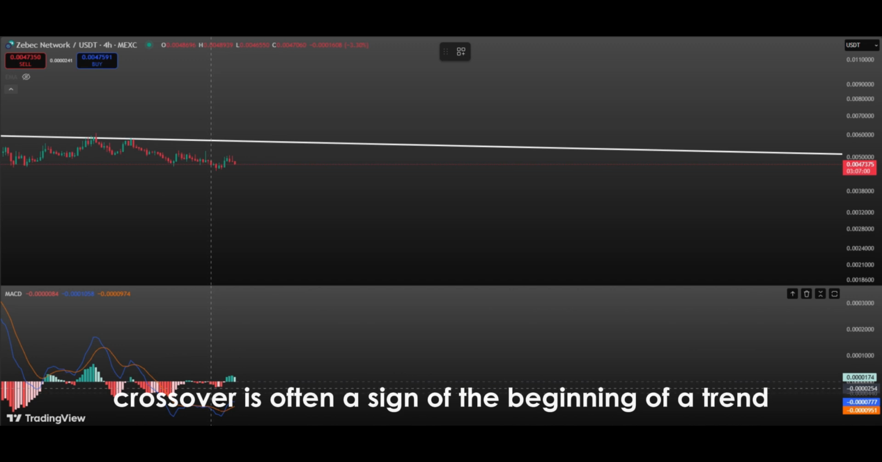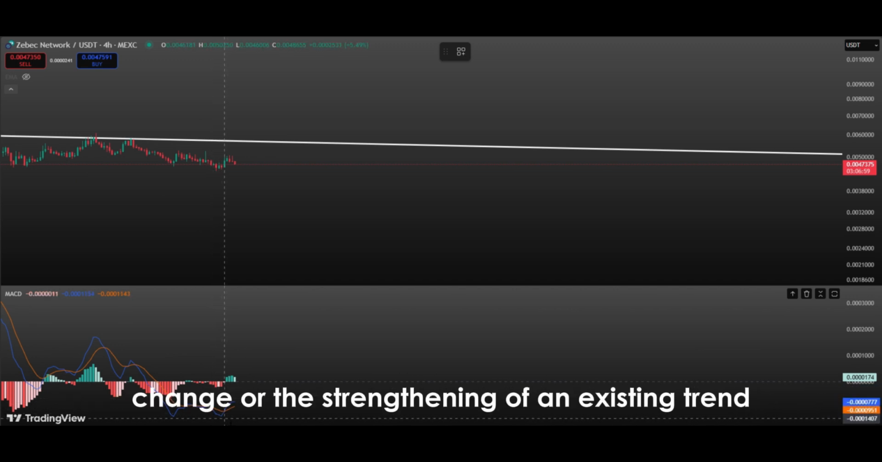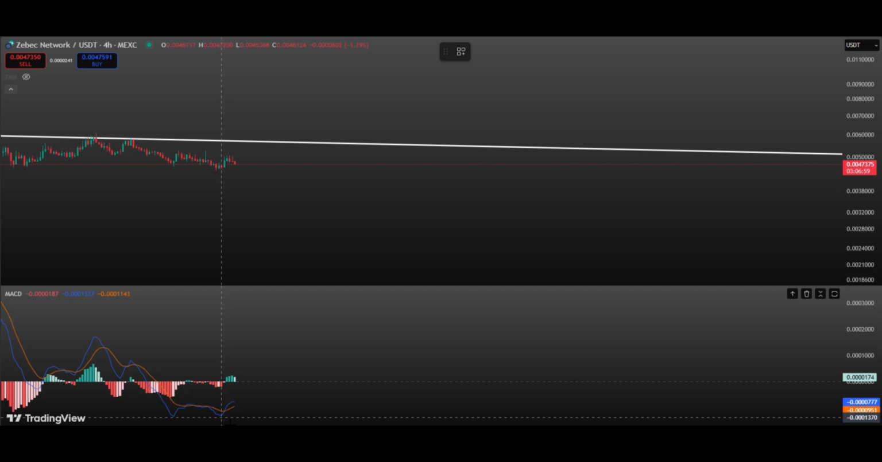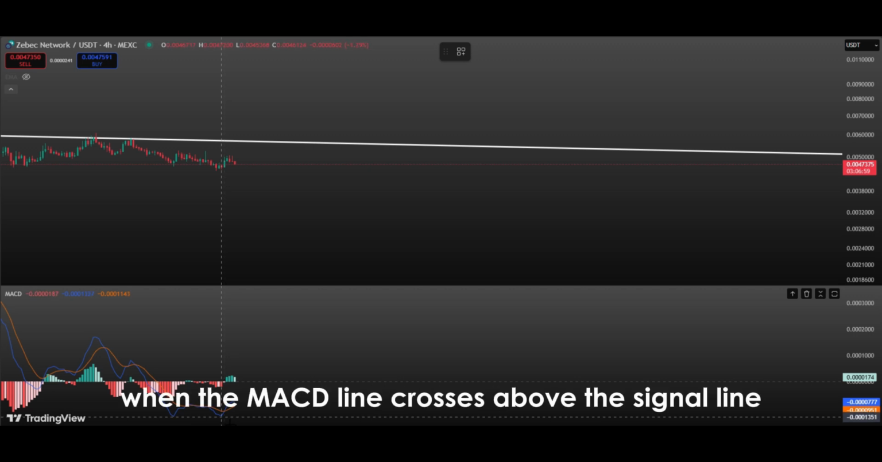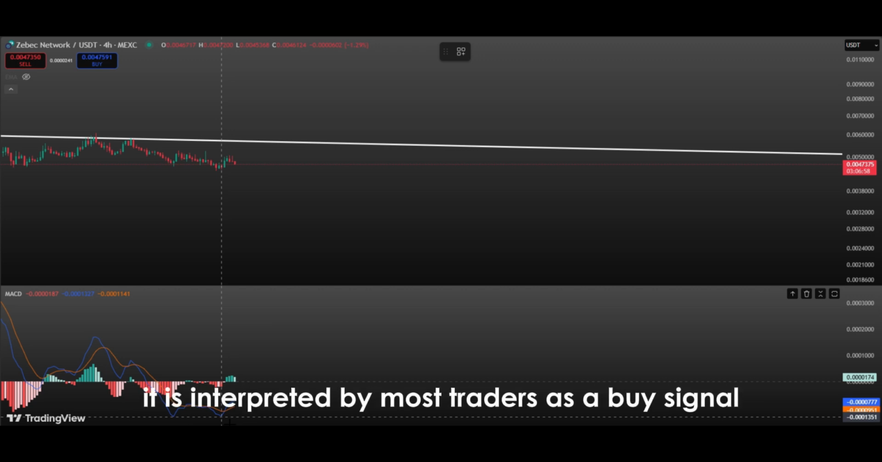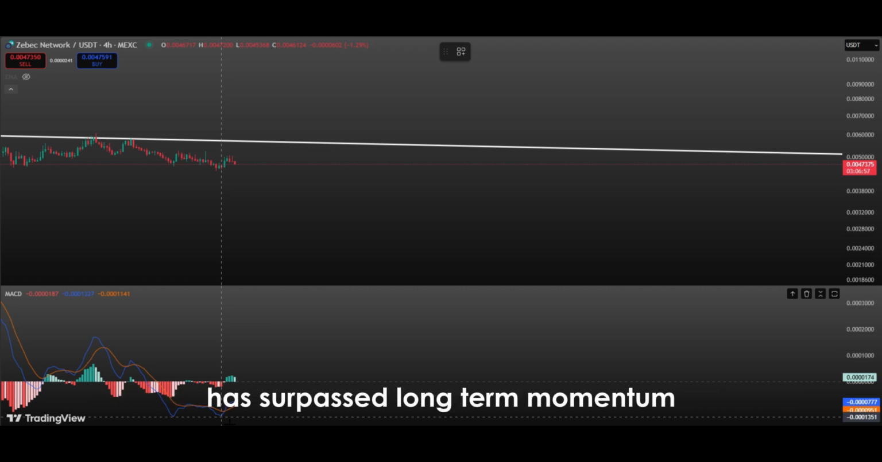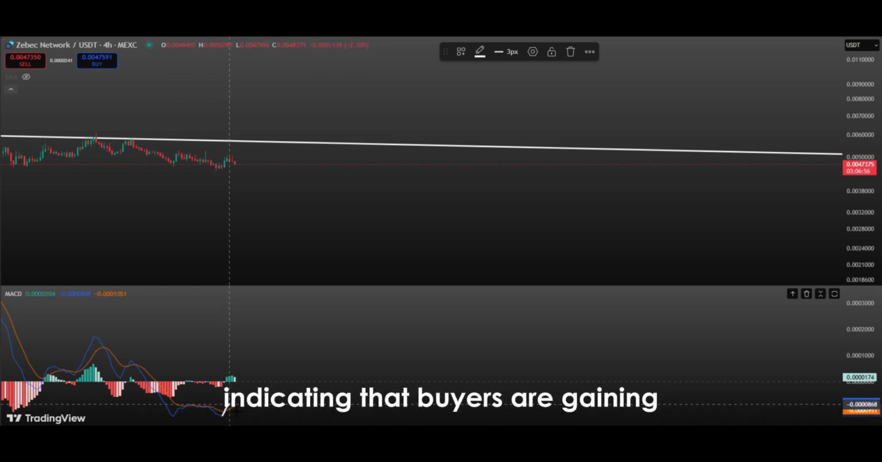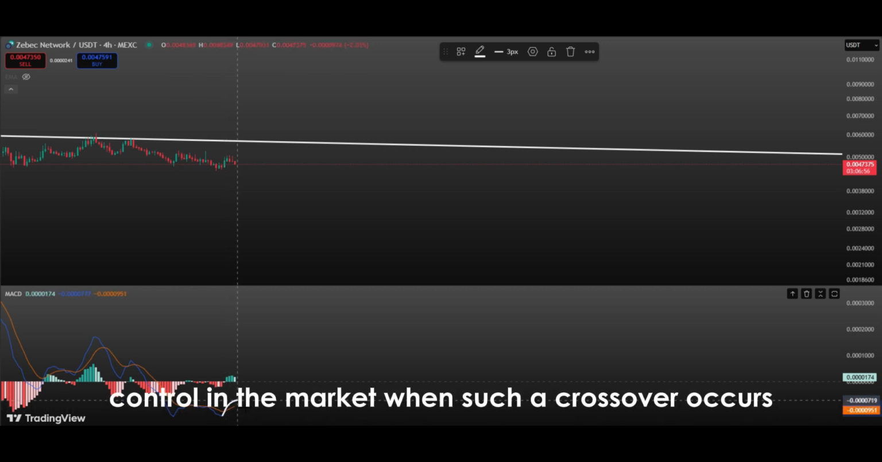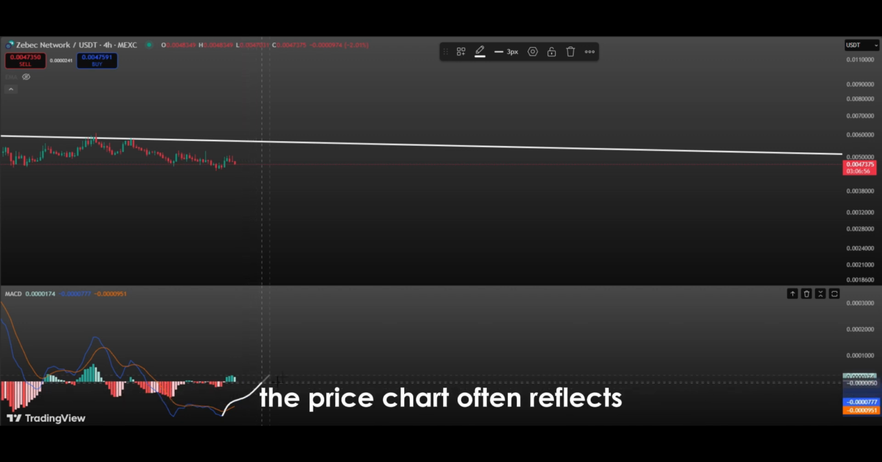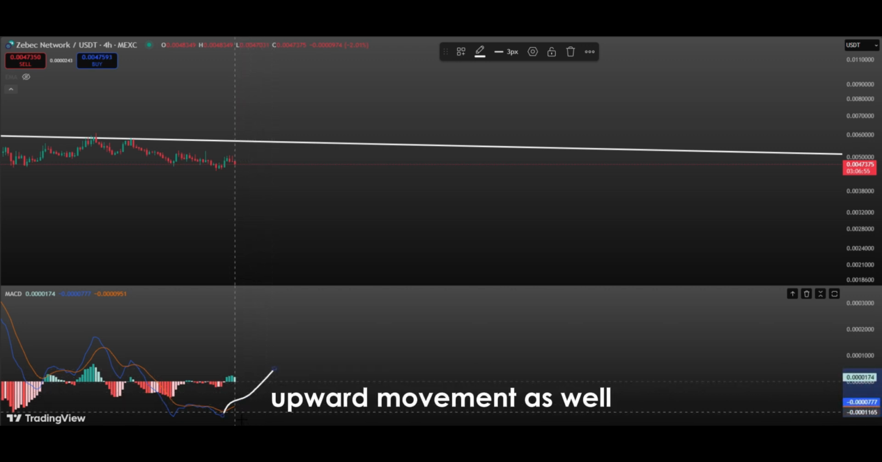A MACD crossover is often a sign of the beginning of a trend change or the strengthening of an existing trend. Specifically, when the MACD line crosses above the signal line from below, it is interpreted by most traders as a buy signal. This movement shows that short-term price momentum has surpassed long-term momentum, indicating that buyers are gaining control in the market. When such a crossover occurs, the price chart often reflects upward movement as well.